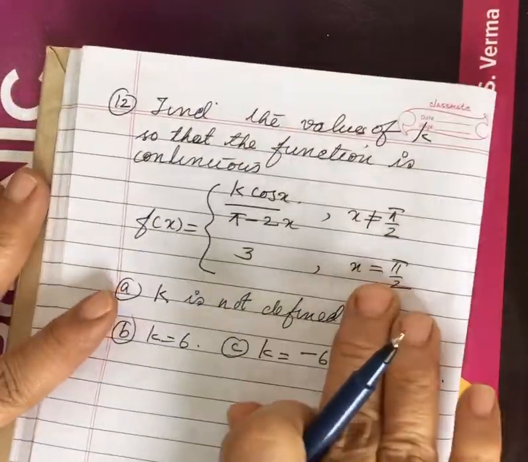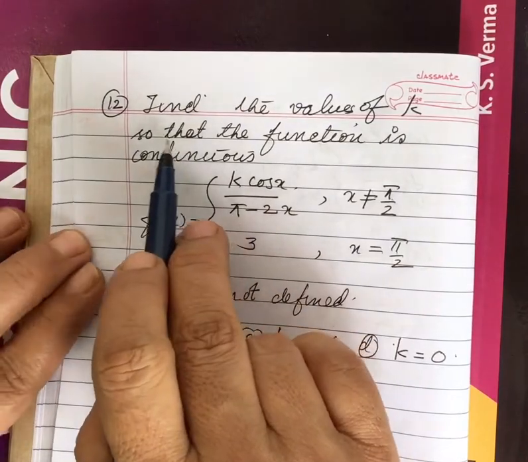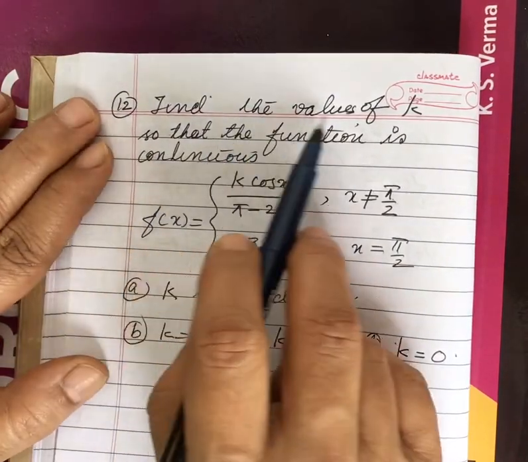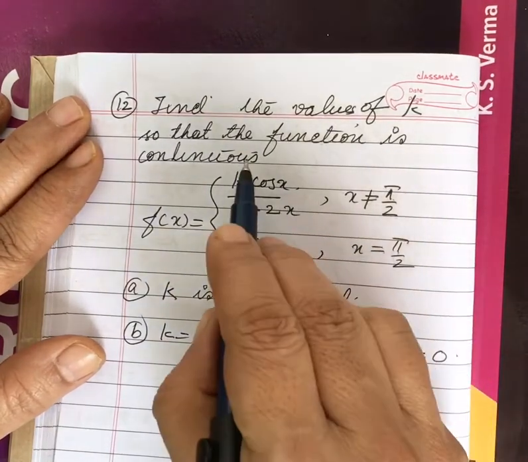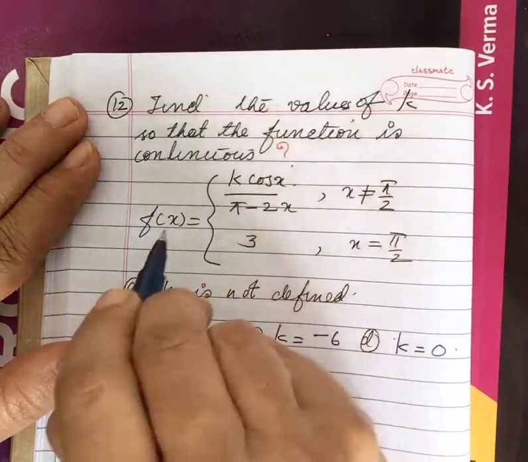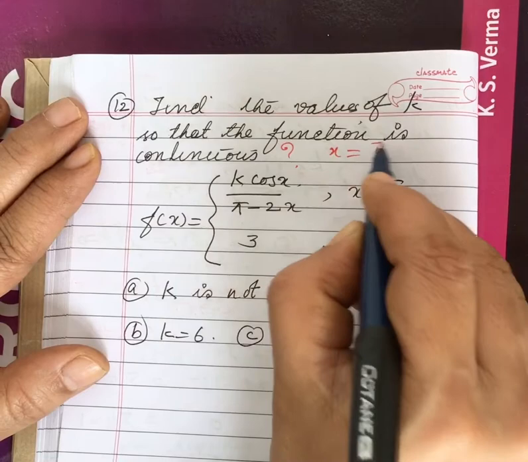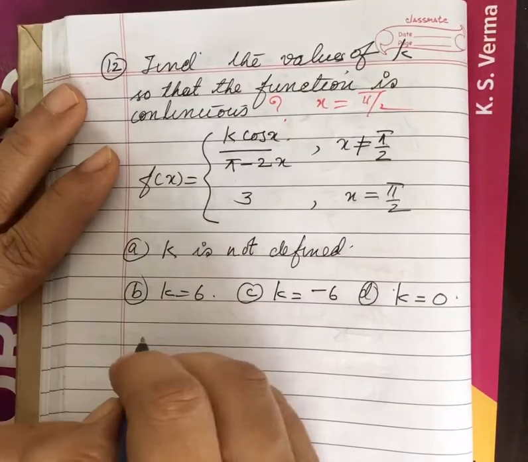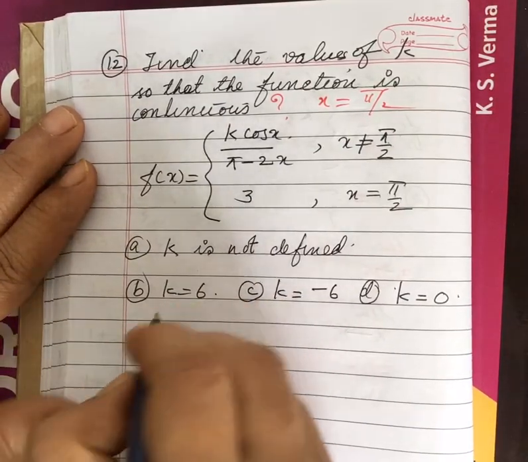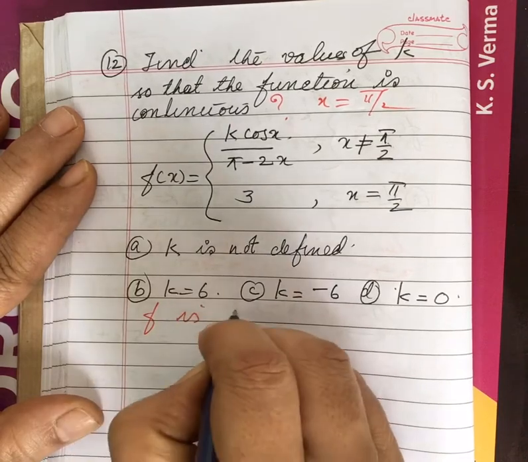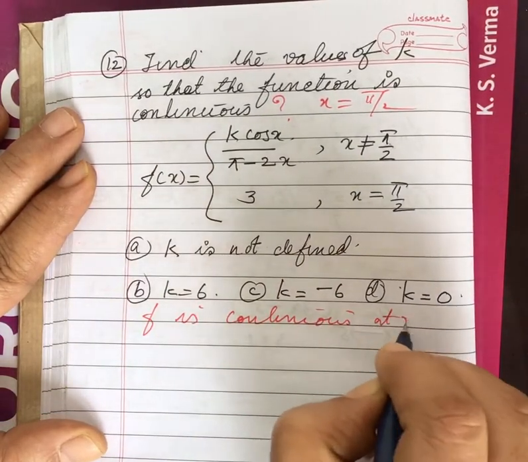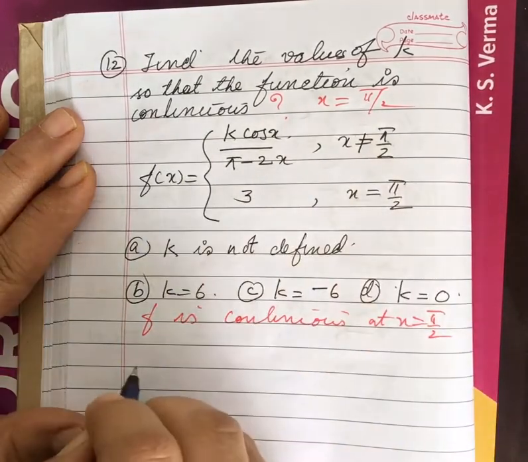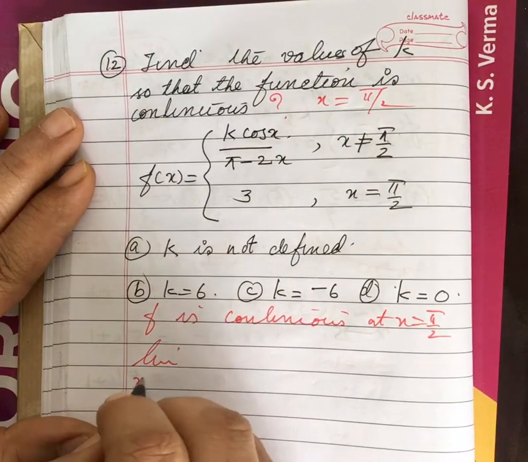The next one, find the value of k so that the function is continuous. So here the continuous, which point you have to consider? At x equal to pi by 2. So here you consider f is continuous. No need of writing it actually. When you do it in the exam hall, you have to think that it is continuous at x equal to pi by 2 and write the definition.